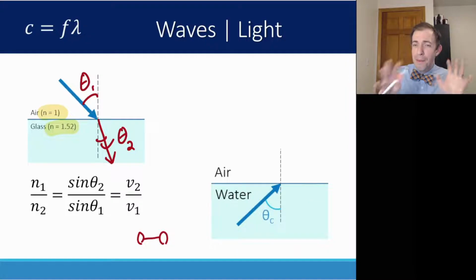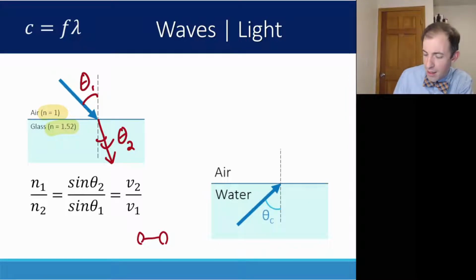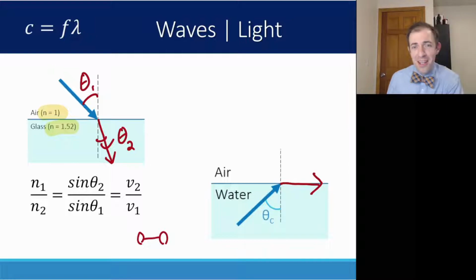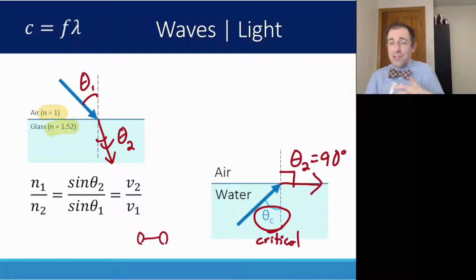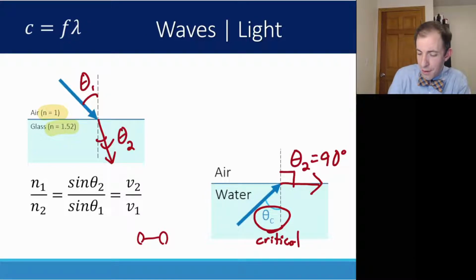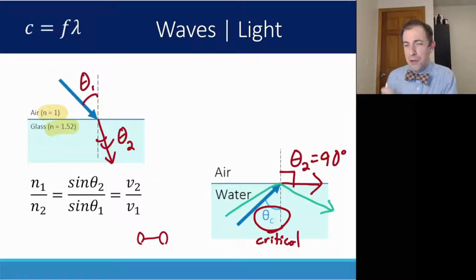When you are going from a more dense to a less dense media, there is a chance that you might have a situation where it deflects so much that it's actually right along the surface, where this angle here, theta 2, is equal to 90 degrees. If that's the case, that's called the critical angle. And the critical angle is at which it's no longer able to escape. So if you go beyond the critical angle, it'll just bounce right back in with total internal reflection.